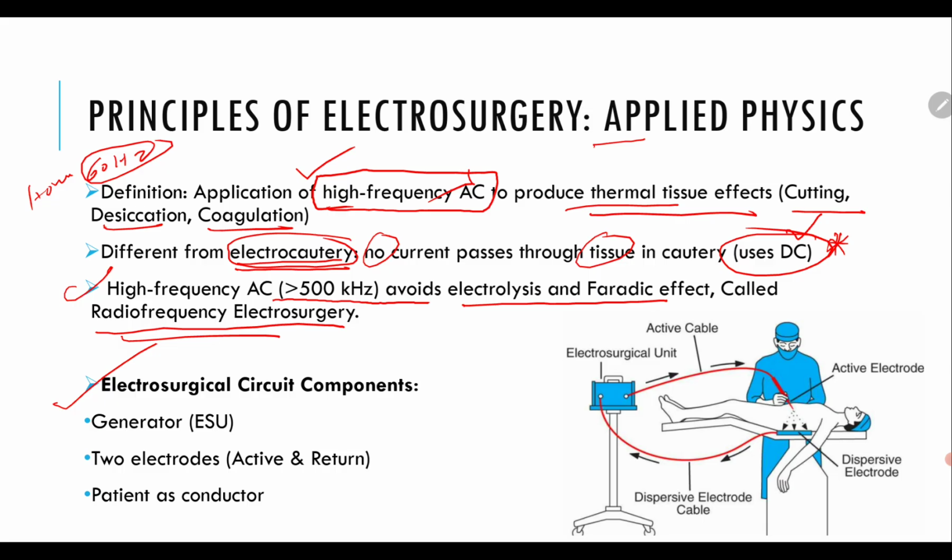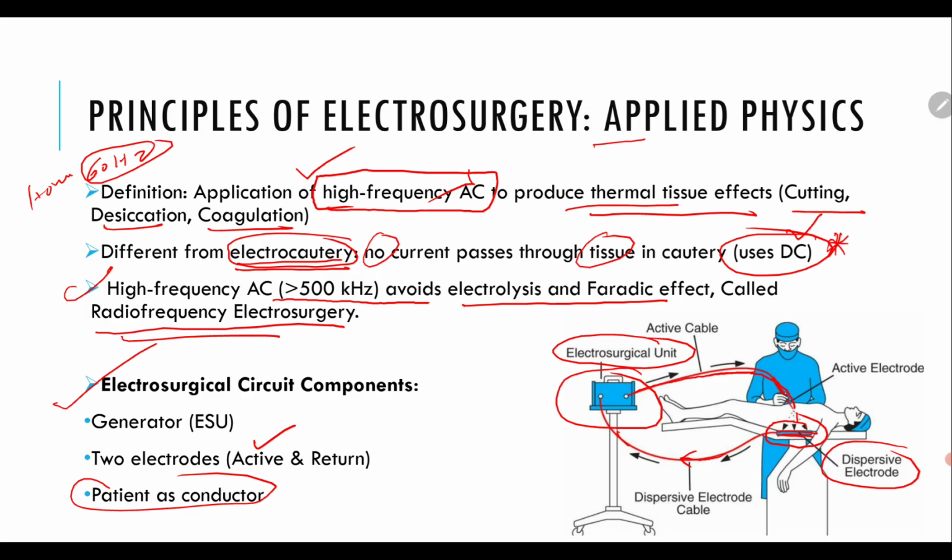So what are the components of the electrosurgical circuit? There will be a generator, the electrosurgical unit, and two electrodes. One is your active electrode. Here you can see the monopolar setup. The active electrode goes into the patient's body, and the return electrode, the dispersive electrode, is padded on the back of the patient's body. The current returns to the electrosurgical unit through the dispersive electrode, and the patient acts as a conductor.